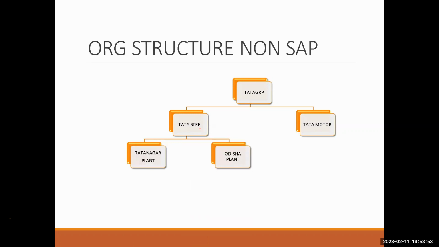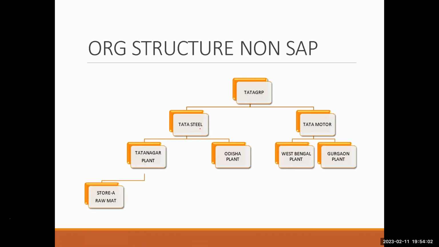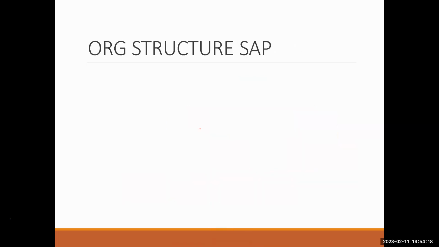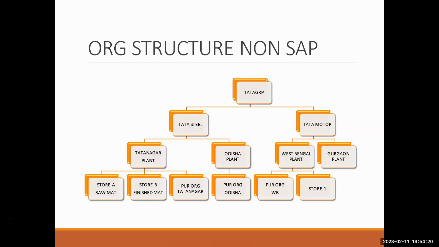Let's say one plant is in Tata Nagar, one is in Odisha, one is in West Bengal, one is in Gurgaon. So these are the different kinds of plants. In each plant there will be some storage locations. Every plant will have one purchase organization. Okay, understood. So this is basically what the organization structure will look like in non-SAP.